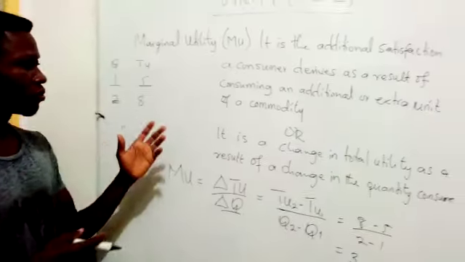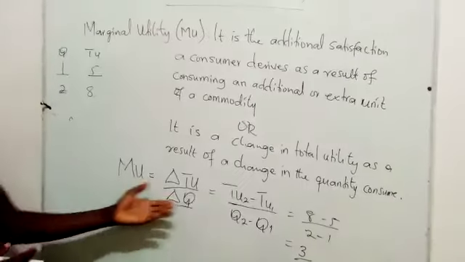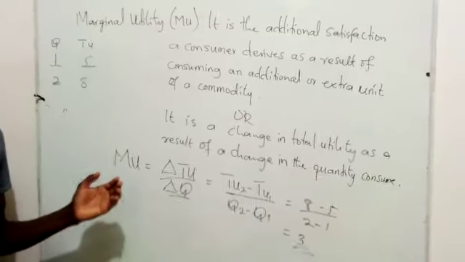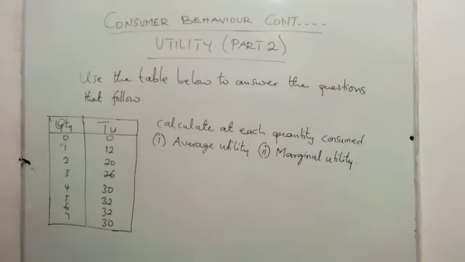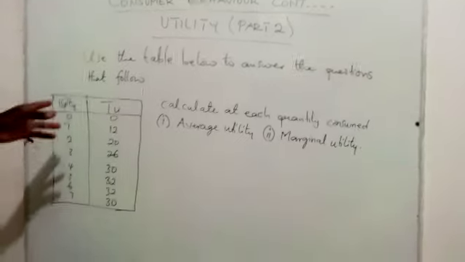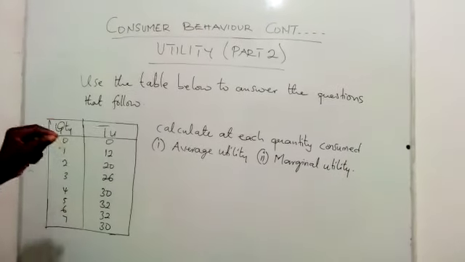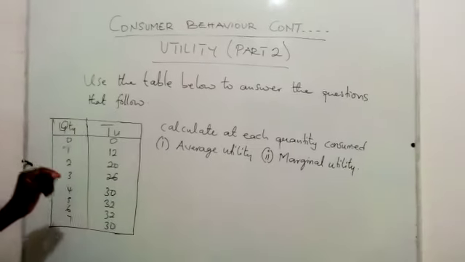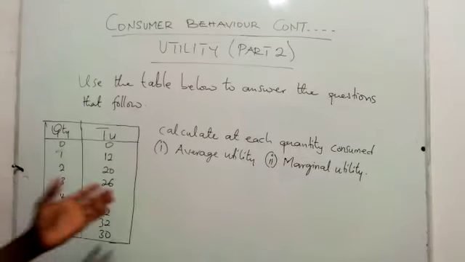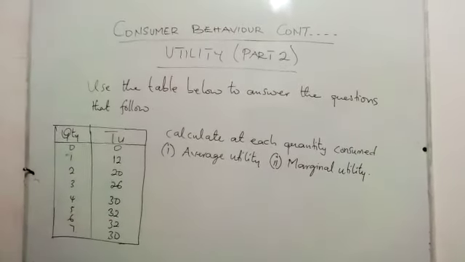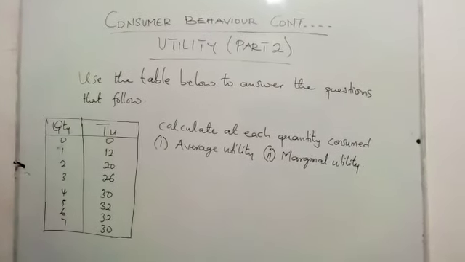So now we are going to look at how we can apply this formula to solve questions. Okay, so we have an example of a question on the table. Use the table below to answer the questions that follow. The first one is: calculate at each quantity consumed (i) average utility, (ii) marginal utility, and we are going to solve this one together.